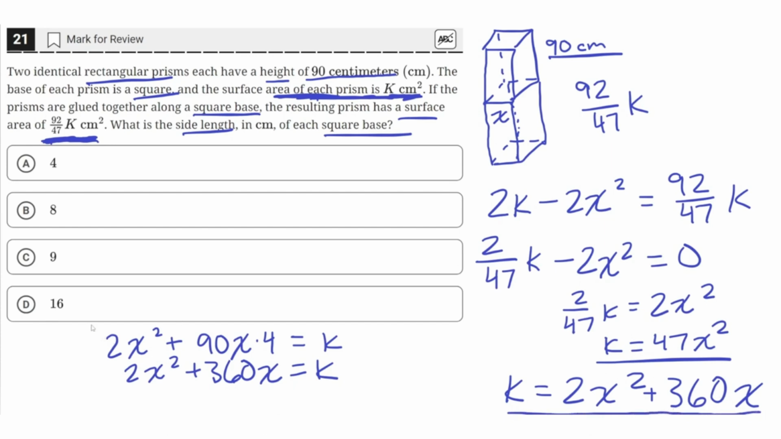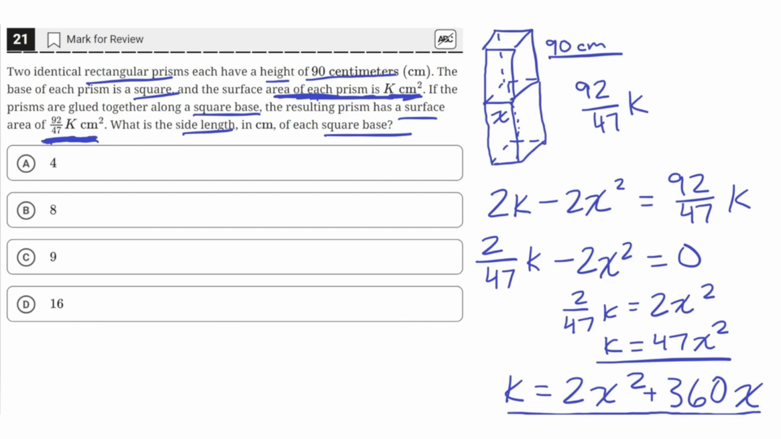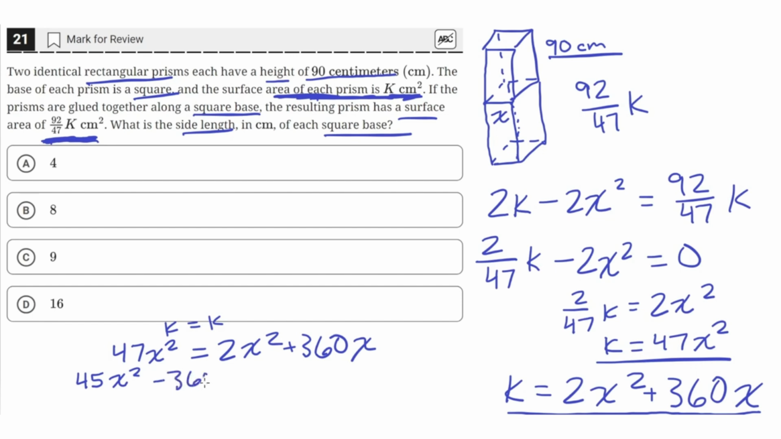So let's make some room here. Okay. So let's set k equal to k. So we'll say k equals k. And then we have one equation for k, that k equals 47x squared. And then the other one that says that 2x squared plus 360x equals k as well. So now let's move this 2x squared and the 360x to the other side. So we'll get that 45x squared minus 360x is equal to 0.